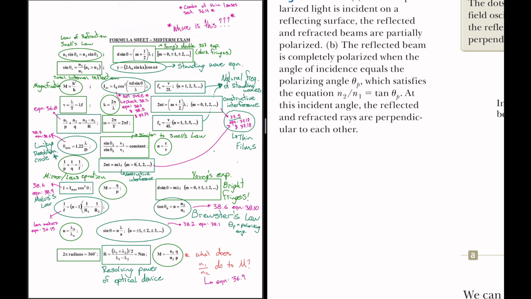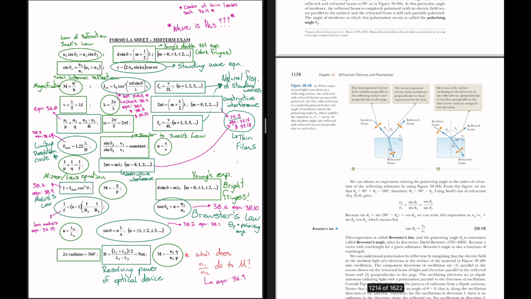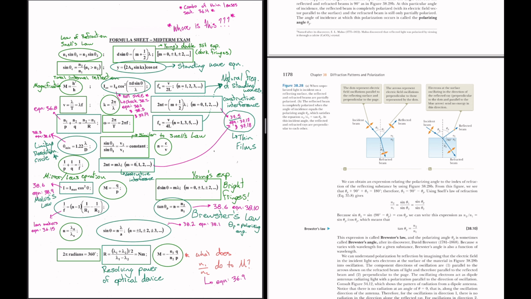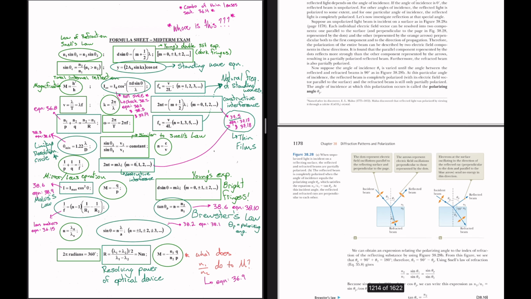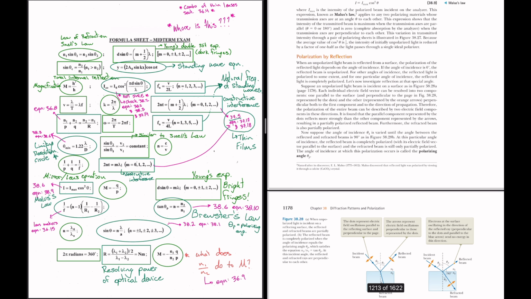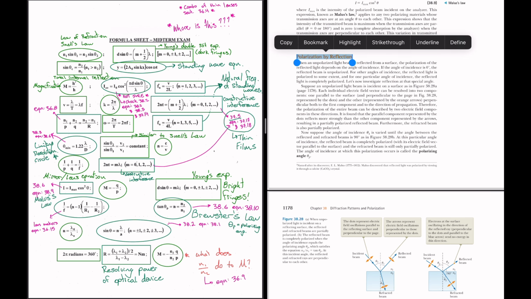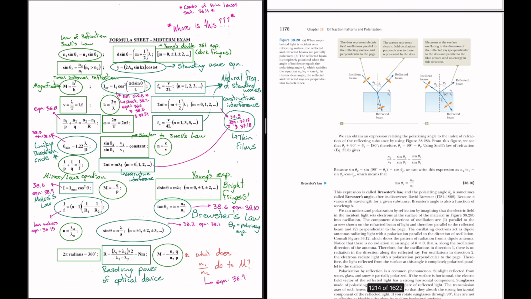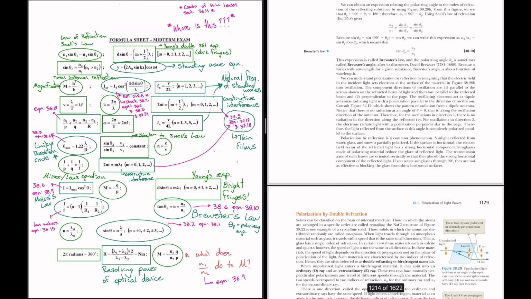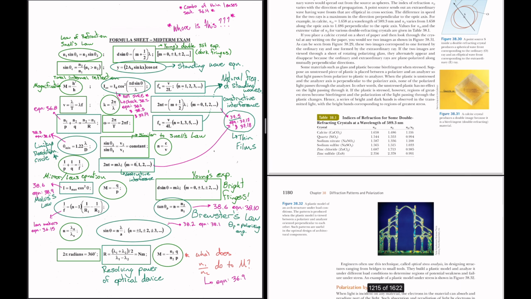But let's keep reading here. We have polarizing angle, which satisfies the equation n2 over n1 equals tangent theta p. At this incident angle, the reflected and refracted rays are perpendicular to each other. Okay, so something related to polarized light, something related to refraction and reflection. Actually, here we go. It is in the subsection called polarization by reflection. So maybe there's a couple problems here that we can do related to that.